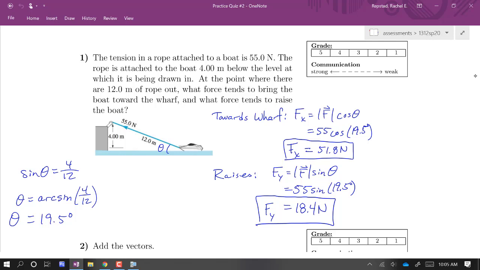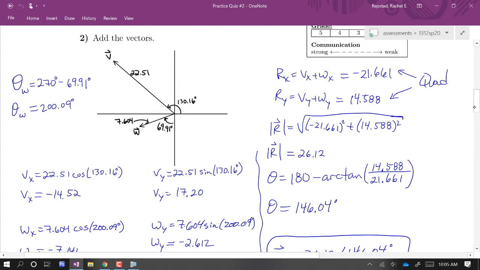Questions on that one? The second one, we were adding these two vectors. For the first vector, they give us the magnitude and the direction, with a nice standard position angle. The second vector, vector W, they don't give us the direction as a standard position angle. They measure it back from the 270, giving us an angle measured from the vertical. So the first thing I do is find the standard position angle for W. And then adding the vectors works basically the same way. Find the x and y components for each vector. That's what I did down here.